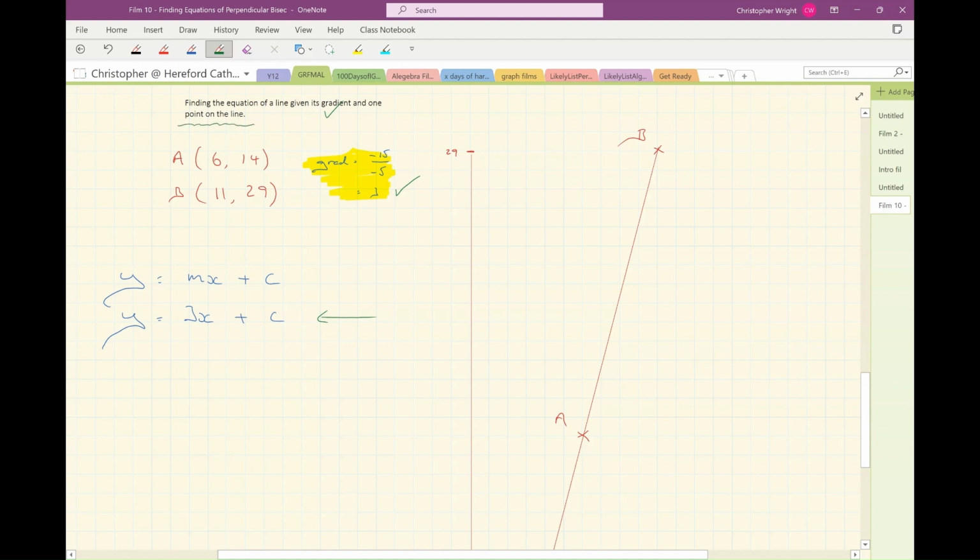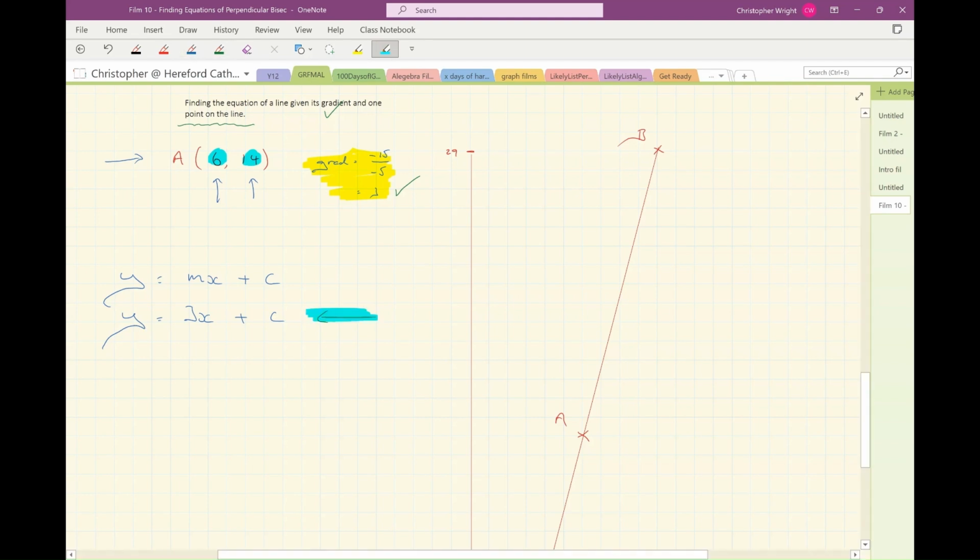In this case, I know the coordinates of two of the points on the line. It doesn't matter which one I take. I'm going to consider the point A here. Now, the point A tells me, so I'm going to delete B just to make it easier, that when x is 6, y is 14. So that means that I can substitute these values of x and y into my equation here.